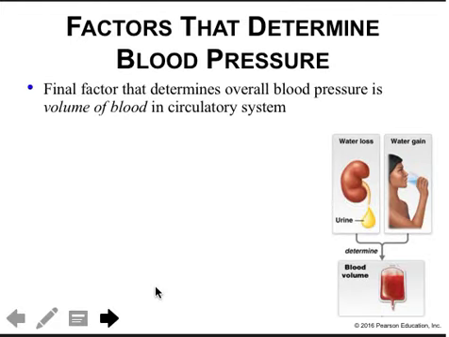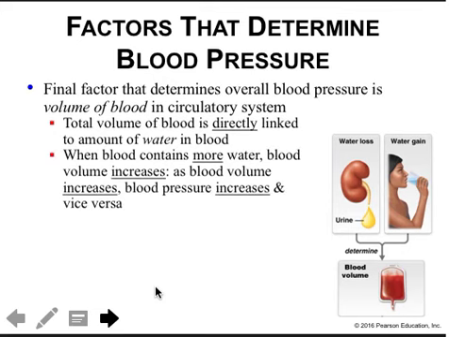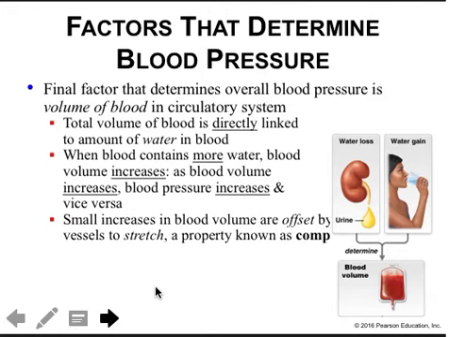The final factor that determines overall blood pressure is blood volume. The total volume of blood is directly linked to the amount of water the blood contains. When blood contains more water, the blood volume goes up. As blood volume increases, blood pressure goes up, and vice versa.